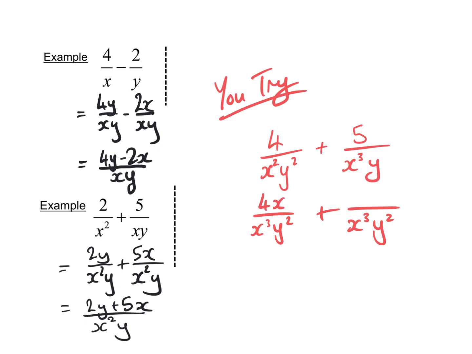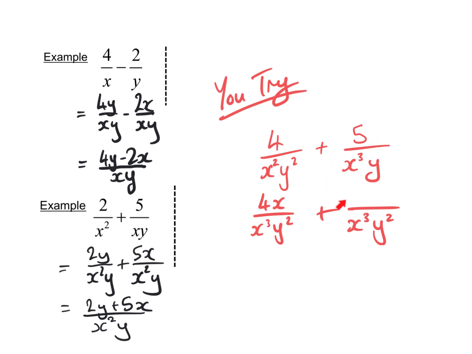The next one here, let's have a look at the x's first. Well, x cubed is here, and it's still x cubed, so I've not multiplied by any x's. But y here has turned into y squared, so I must have multiplied the bottom here by a y to bring the power up from 1 to 2. So I've multiplied the bottom part by y, meaning I need to multiply the top part by y as well.